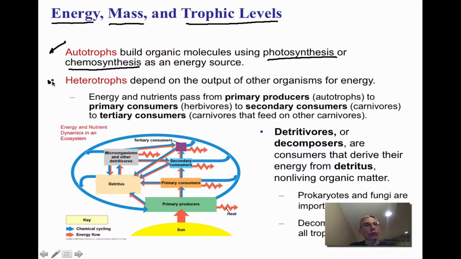The second group is the heterotrophs. The heterotrophs are interesting, which is what we are, because we depend on the output of other organisms for the energy that we need to be able to survive.